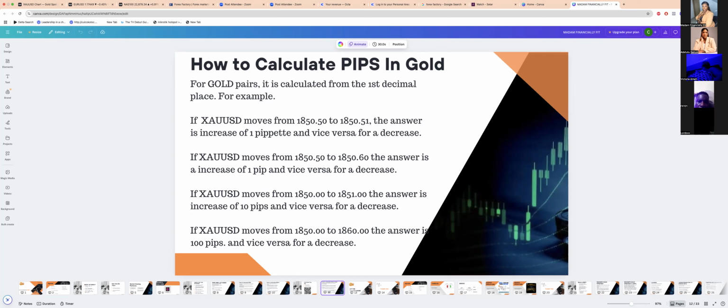Do you know why? Good. Thank you for answering that question. So to calculate it, we said it is the first decimal place after the decimal point, right? But apparently, if it wants to move in tens, it's going to be the first decimal place before the decimal number. Like if it's moving in tens, if I say move from 50 to 60, 100 pips.